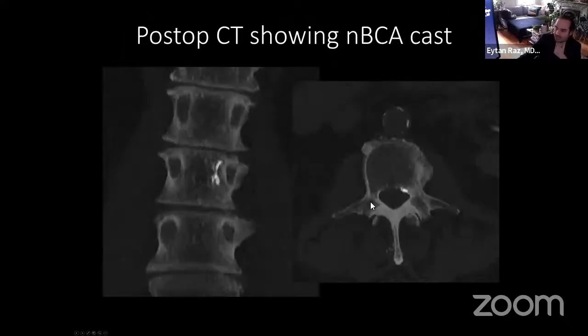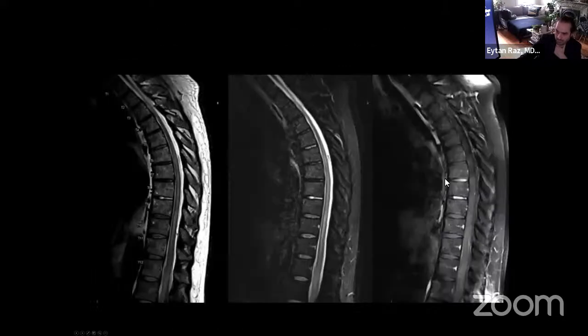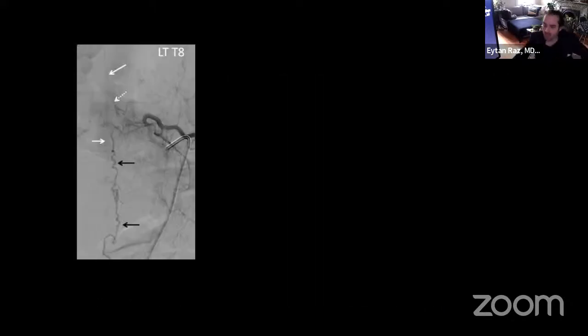This is the glue cast after identifying this, showing exactly where the fistula was. Another patient with a dural fistula, in this case where this sort of imaging became very useful. We find the fistula on a left T8 segmental branch injection. There's obviously a fistula, there is the vein going down, but same branch, same level, there's also an anterior spinal artery. So this becomes more challenging, right? Because you obviously don't want to hurt the patient.